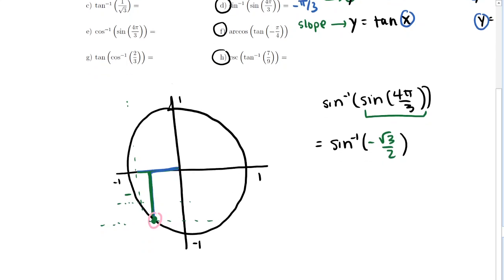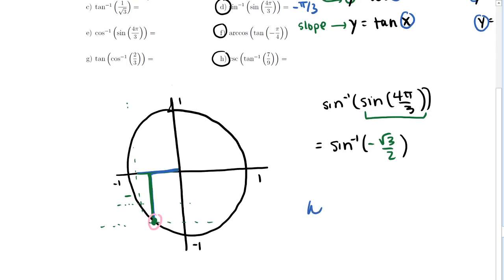So my pen is having a little bit of trouble erasing. Give me one moment. Sorry, there we go.